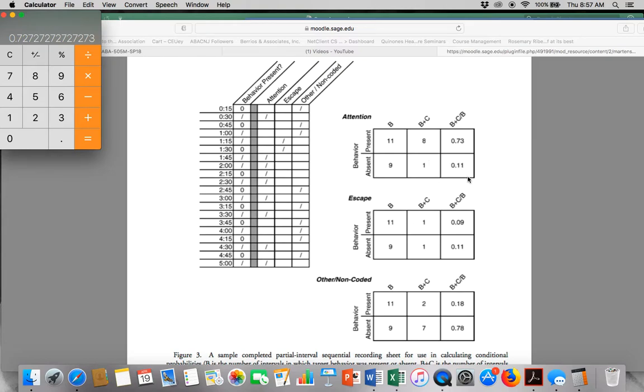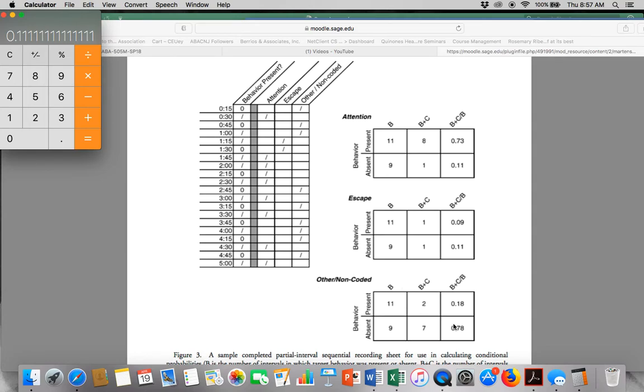And then again, you just do your division problem. So this value right here, B and C, divided by 9. So 1 divided by 9, and then you get 0.111 repeating. Again, we round to the nearest hundredths place right there. Then we're going to do the same thing for the escape condition and then our other non-coded condition.